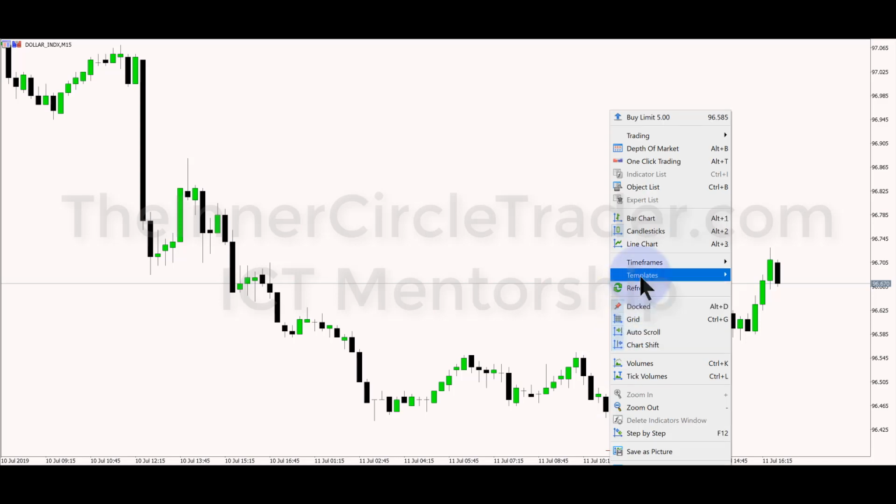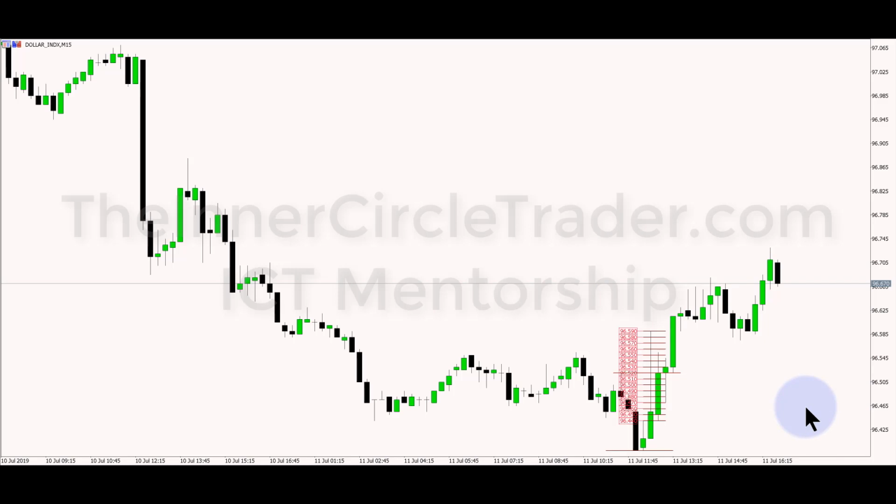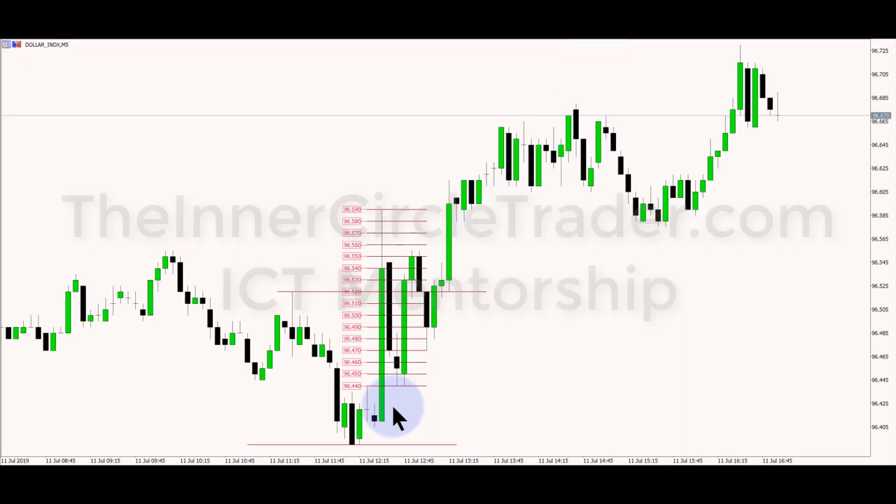I want you to take a look at the IPDA rebalance macro. All right, so we're going to take a look at this movement in here, and we'll drop down to a 5 minute chart, and we're going to look at this run here. We're going to look at this price rally here inside of one single 5 minute candle. Price expands from 96.44 to 96.59.